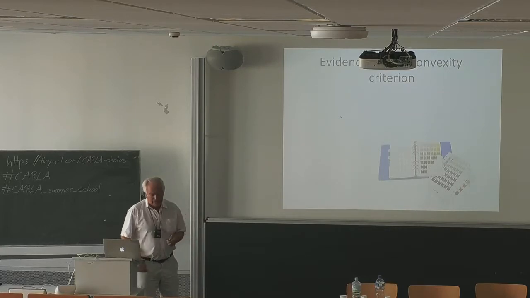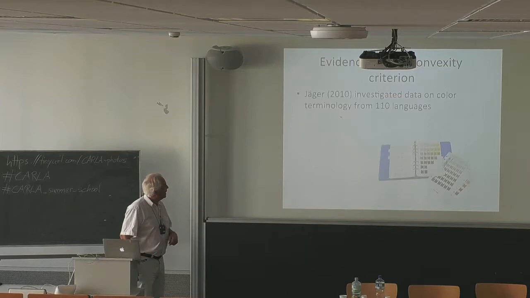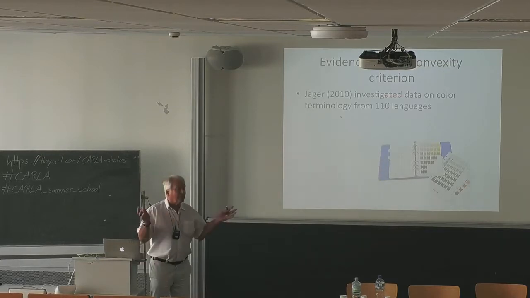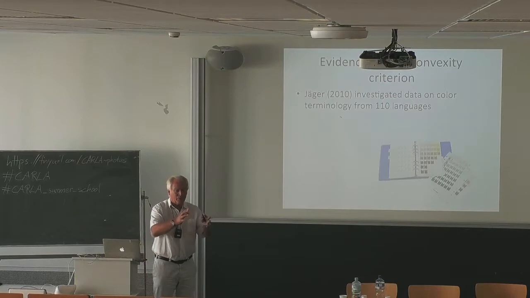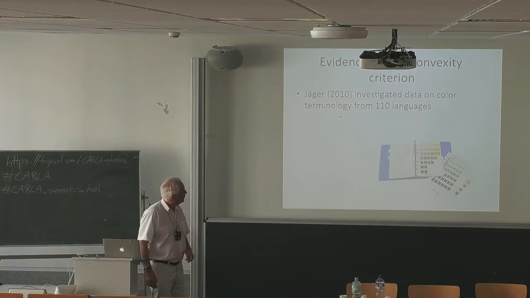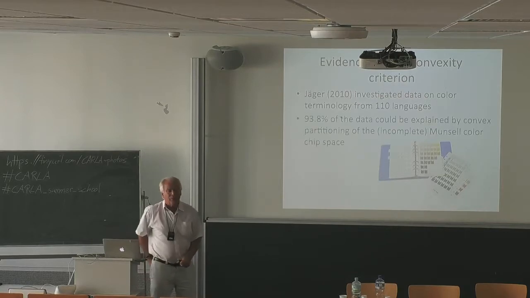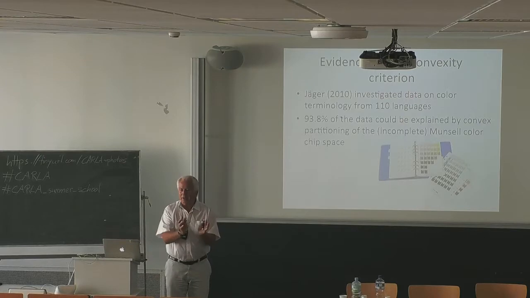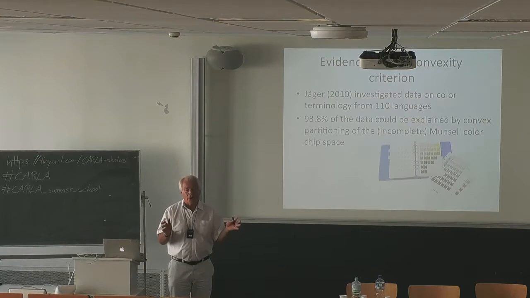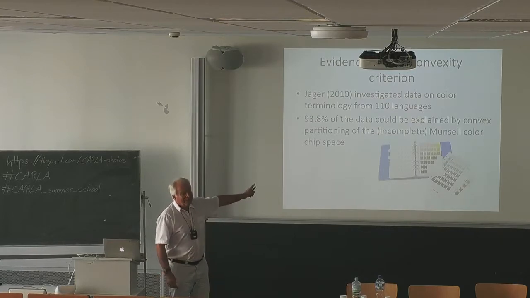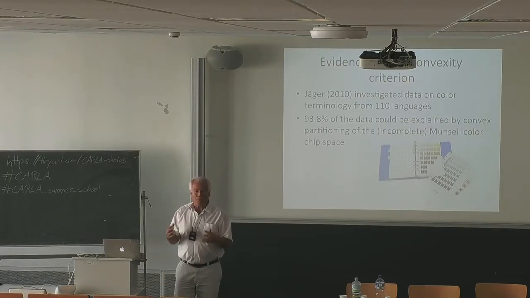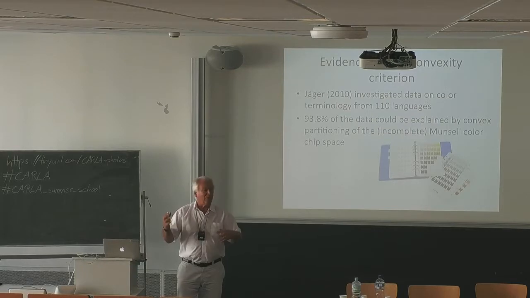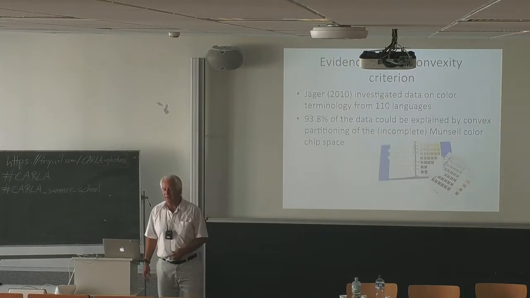Gerhard Jäger, whom I also mentioned yesterday, from Tübingen, took the data from the World Color Survey and looked at what areas of the color space they cover. He went through the data for 110 languages, and he found that basically 94% of the data could be explained by saying that the color regions covered by the terms in these languages are convex. The reason he didn't get 100% is basically that for many languages they only have one or two informants, and then you get a lot of statistical noise.